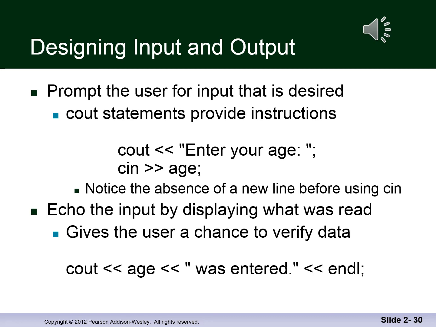Another common practice is to give the user a chance to verify the data. So after they've entered age and pressed the enter key, you can immediately cout age, quote, space "was entered". And if they entered the age 21, that line will say "21 was entered".